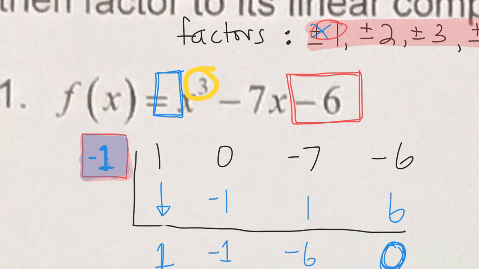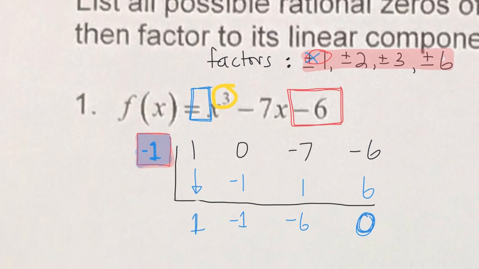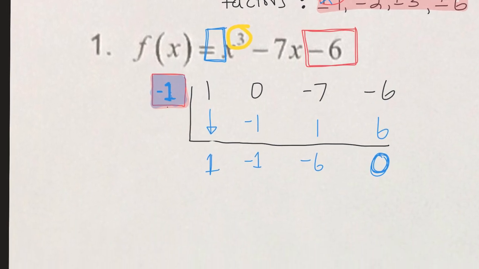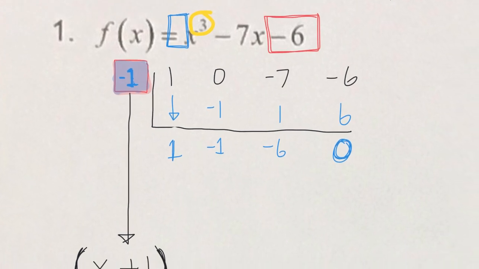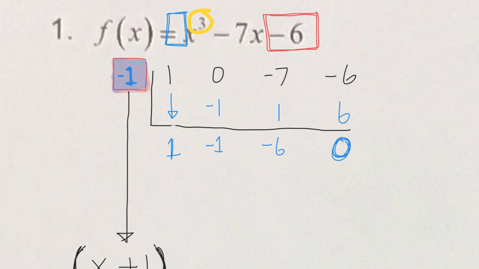That's great to find a solution, but we want to write it as a factor, right? The linear components of the factors. So what factor gives me a -1 solution? That is an x plus 1, because your factors and your zeros are always opposite. So if -1 is my root or my 0, then I get an x plus 1 as my factor. Fantastic.